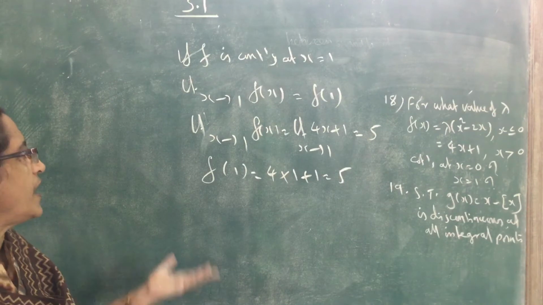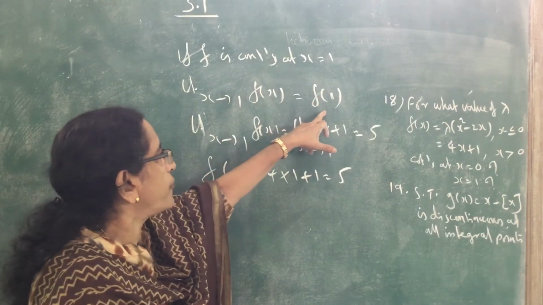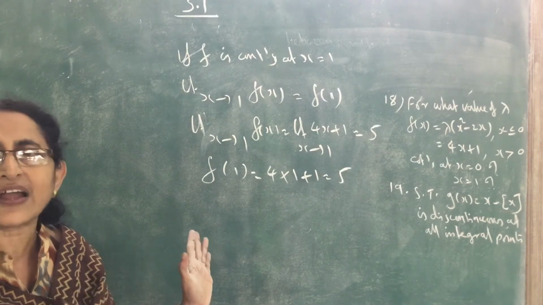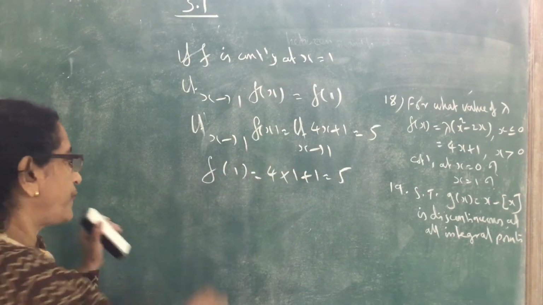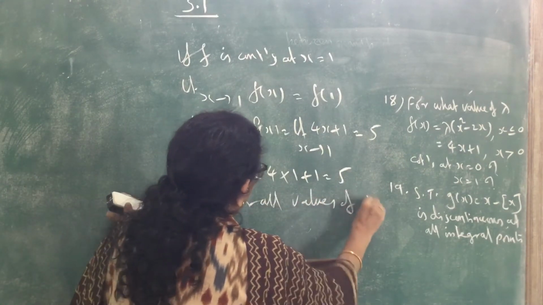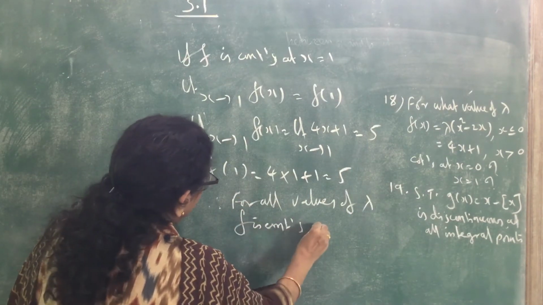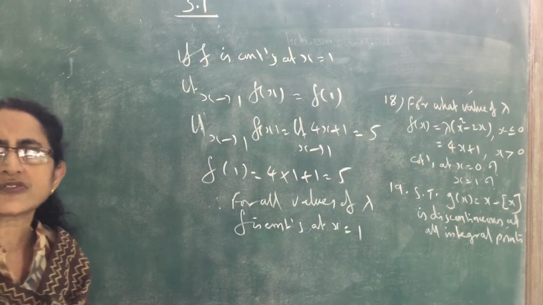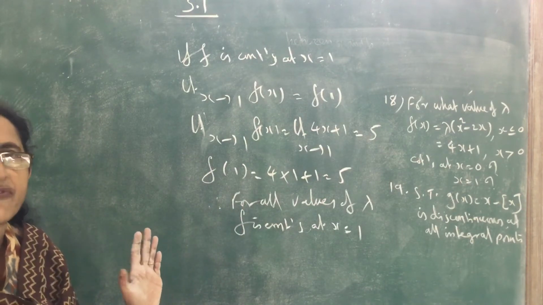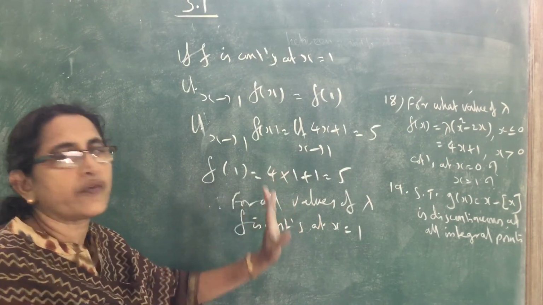Whatever be the value of lambda, this limit x tends to 1, f of x equal to f of 1 for all values of lambda. It does not depend upon lambda. That means for all values of lambda, they are equal. Therefore, for all values of lambda, f is continuous at x equal to 1, because it is always equal. 5 equal to 5 doesn't depend upon lambda. That means f is continuous at x equal to 1 for all values of lambda.